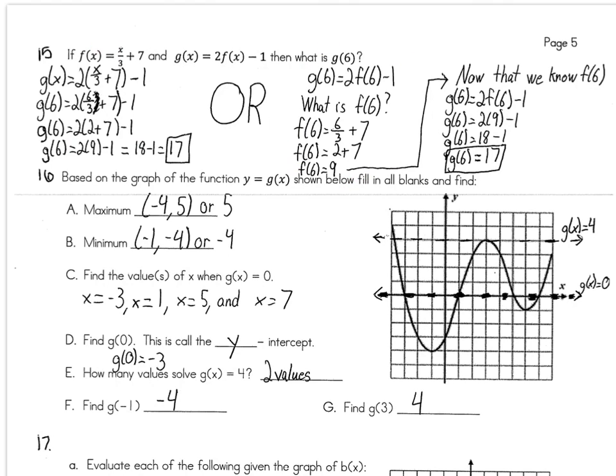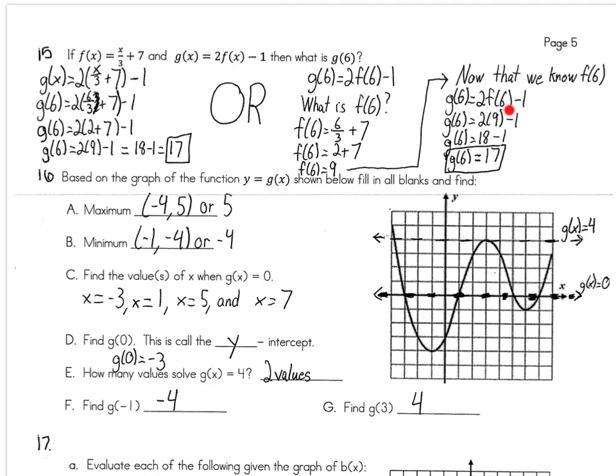They gave us a function, they gave us another function, and they wanted to know what g of 6 is. So that just means whenever you see an x, you put in a 6. So g of 6 is equal to 2 times f of 6 minus 1. In order to figure this out, we have to figure out what f of 6 is. So f of 6 is, well, jump to this function over here, 6 divided by 3, which is 2, plus 7, which is 9. So now we know that f of 6 is actually the number 9 in disguise.